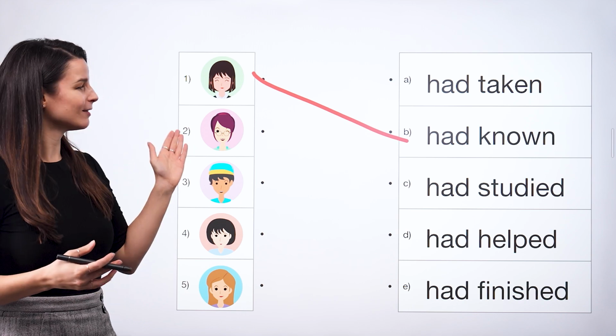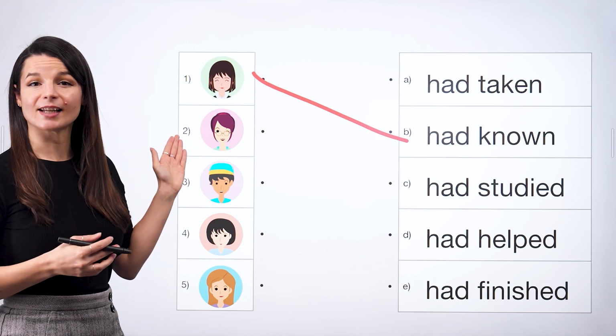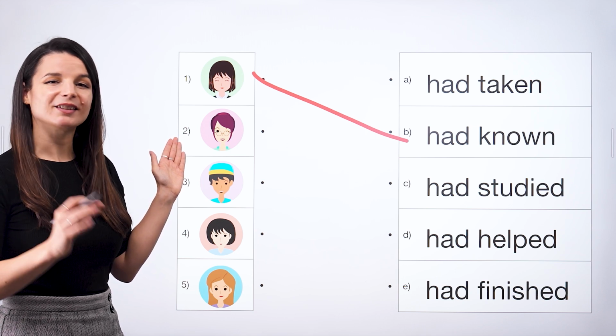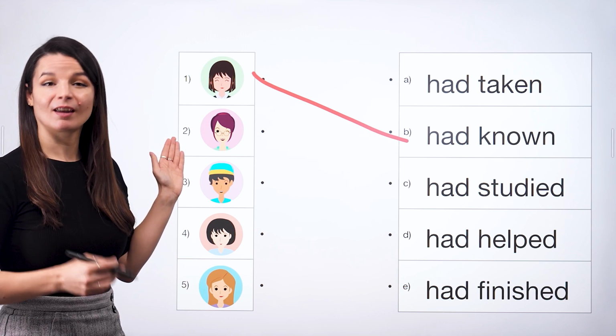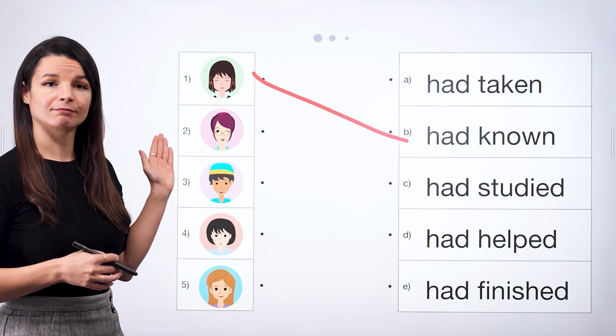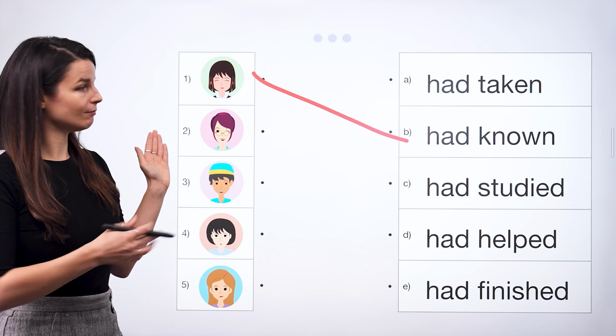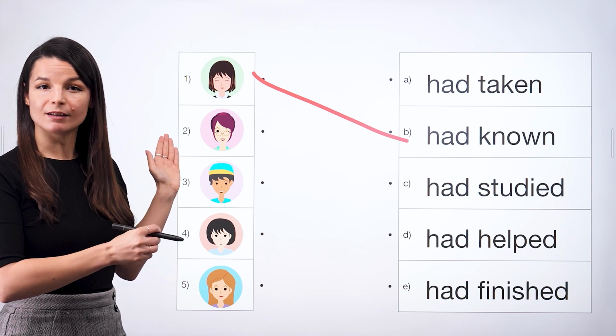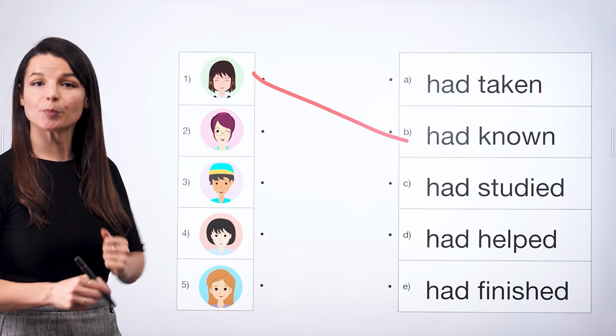How about, if I had taken a taxi, I wouldn't have missed the concert. Let's listen one more time. If I had taken a taxi, I wouldn't have missed the concert. Did you hear had taken? Had taken is the past perfect here.